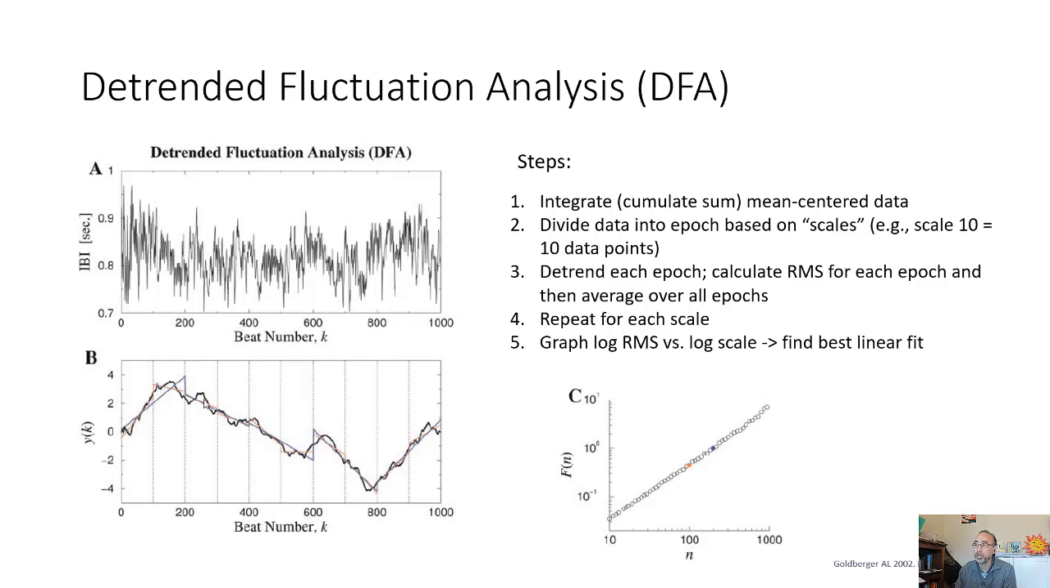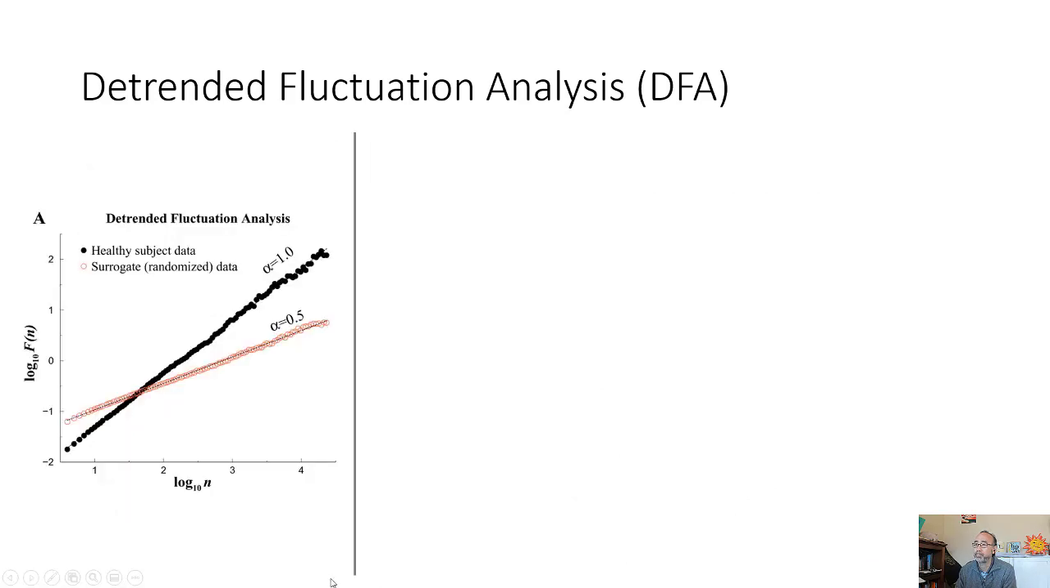And for each epoch, you detrend it and you calculate the root mean squared. In other words, you find out the fluctuations that occur around this linear fit. And then you average all the root mean squared across all the epochs. And then you repeat steps 2 through 4 for different scales, and you get this relationship of the fluctuation versus the scale, and you get this linear relationship. And what's considered healthy? A healthy DFA relationship is an alpha of 1.0, whereas an unhealthy one, in other words, something that has significant white noise, which they simulated by randomizing the data, has an alpha of 0.5.